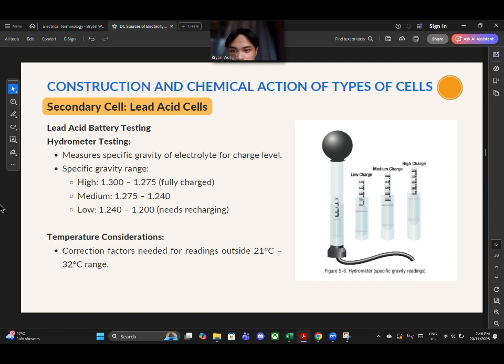Next, temperature considerations. Correction factors are needed for readings outside the range of 21 degrees Celsius to 32 degrees Celsius. So when you take a reading using the hydrometer, you have to make sure the temperature is between 21 and 32 degrees Celsius.